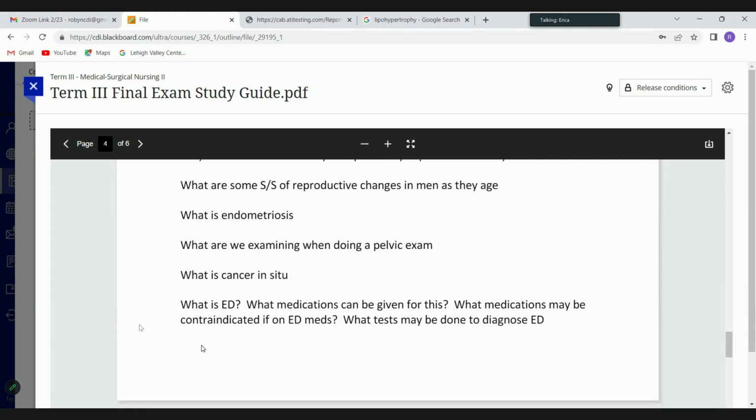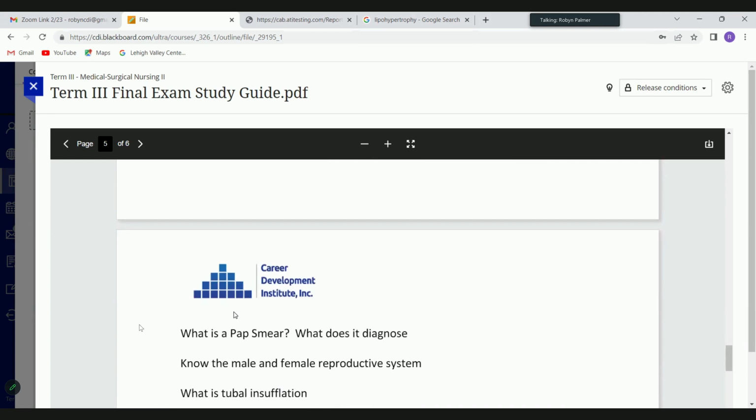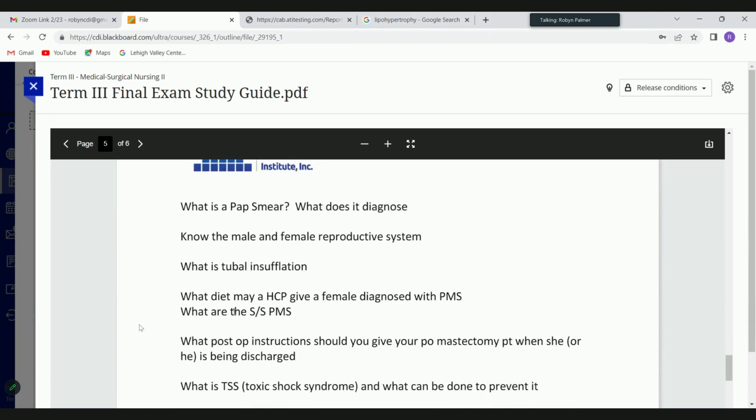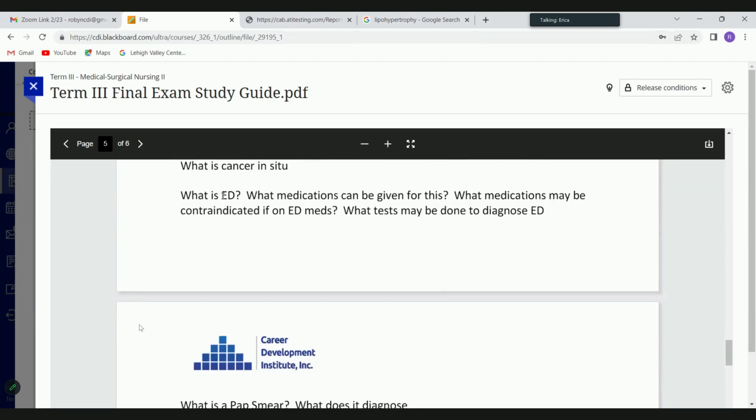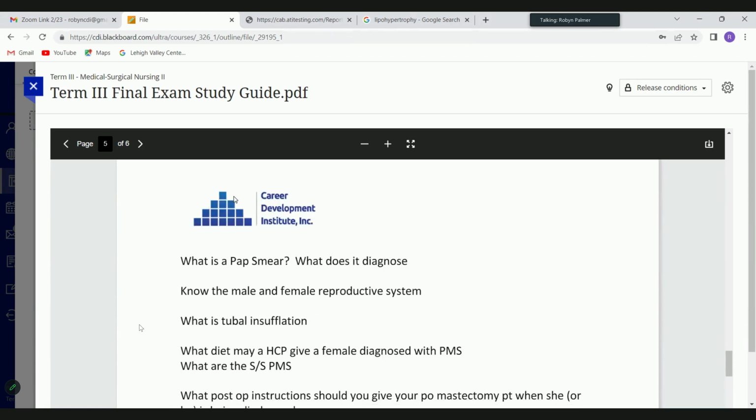What's cancer in situ? 100% curable. Yeah, we're going to go in and take that piece out. ED and medications, we're going to get into that on Monday, and we can stay after class Monday just to go over it. Is that the endometrial? No, the ED. Erectile dysfunction. Oh, okay. We haven't gotten into that.